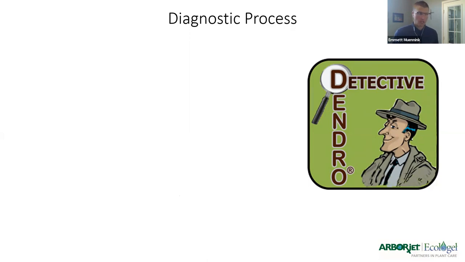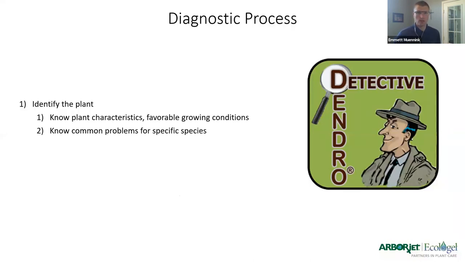But whenever you're diagnosing a tree, you need to have a process. And oftentimes what I find with folks, especially people that are new to tree care or new to the industry, is they don't have a process. They see a sick tree or somebody asks them, what's wrong with my tree? And it's overwhelming. There are so many things to consider. And the way to go about it is to have a process. And so the first thing is to identify the plant.